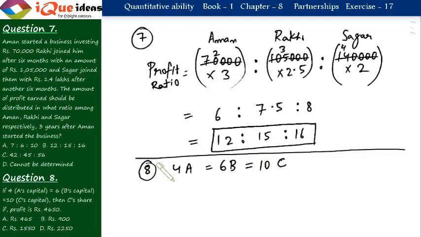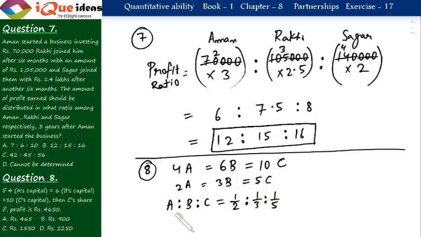Now we have already seen such situations earlier. First you cancel by 2. So you get 2A equal to 3B equal to 5C. From here you will directly get the ratio of A, B and C. I hope you remember, whenever there are numbers multiplied, in the ratio they will come as the inverse of those numbers. So if 2A is equal to 3B is equal to 5C, then directly A is to B is to C will be 1 by 2 is to 1 by 3 is to 1 by 5.